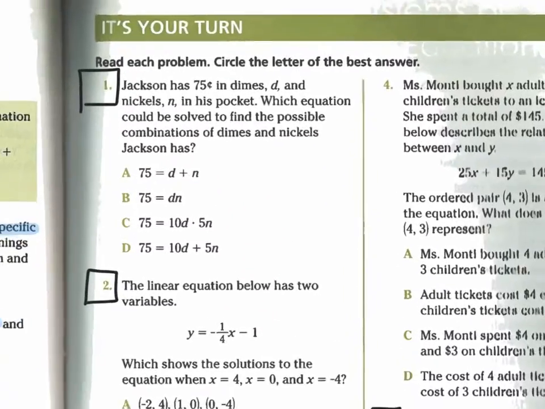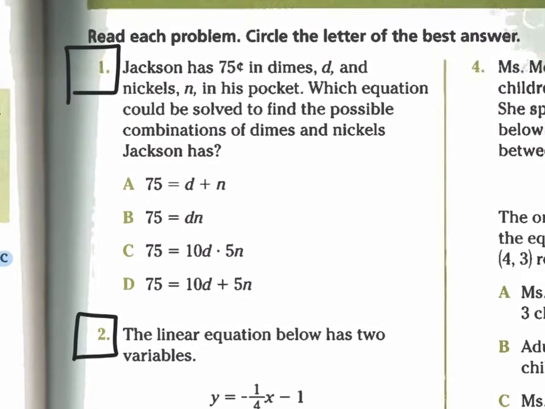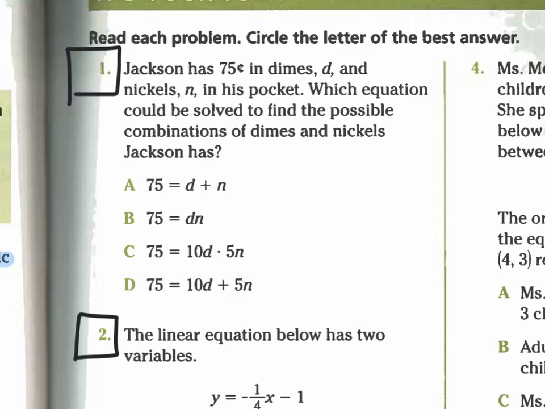Okay, so hopefully you took time and went through those problems. Number 1 says that Jackson has 75 cents in dimes, D, and nickels, N, in his pocket. Which equation could be solved to find the possible combination of dimes and nickels Jackson has?